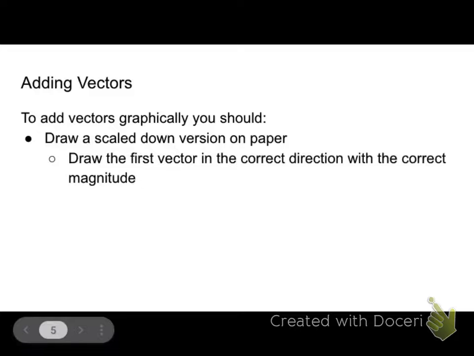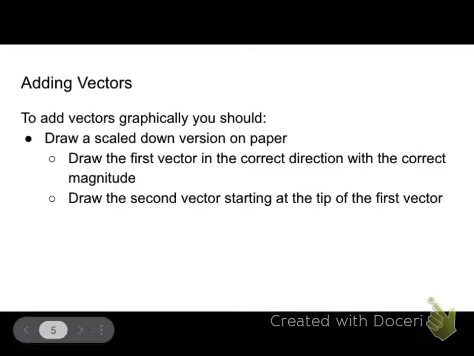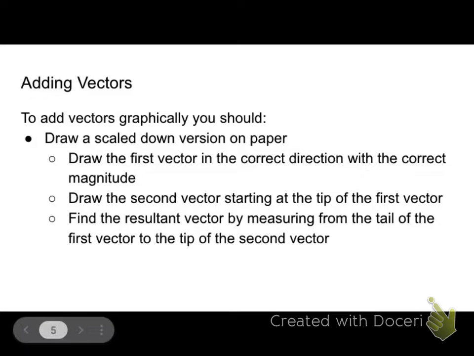Then you draw your first vector in the right direction with the correct magnitude. And then you're going to draw your second one starting with the tail of the new vector at the tip of the old one, and draw it from there. And then you can find the resultant vector by measuring from the tail of the first vector to the tip of the second vector.